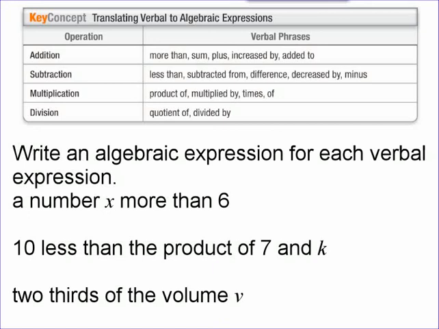Multiplication: product of, multiplied by, times, and of. And then division means quotient of, divided by. Another one you might see for multiplication is factor. Now I don't know if you'll see that here in this year's stuff, but that is something to keep in mind for the future.